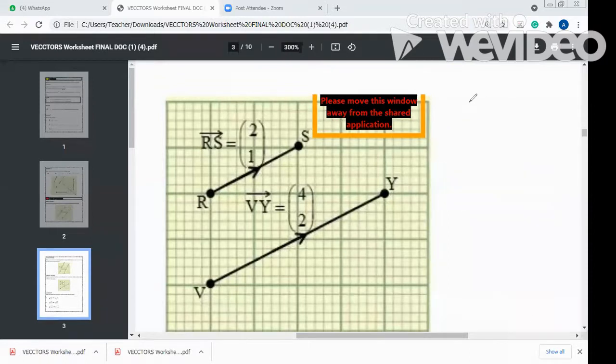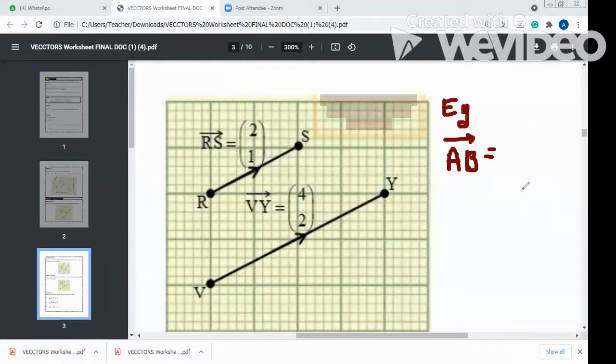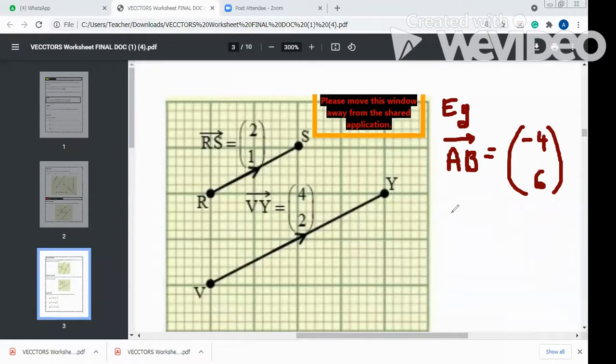Yeah, so let me give an example. Suppose you have this vector here, AB. I'm not going to draw anything. I'm just going to put in the values. Suppose you have AB, and AB is negative 4 and 6. And we have XY.